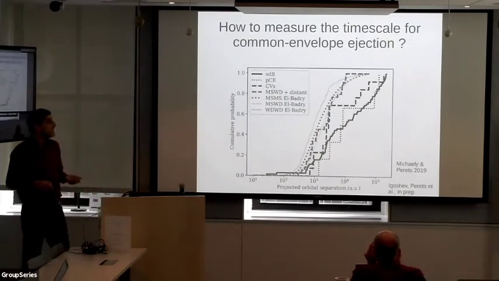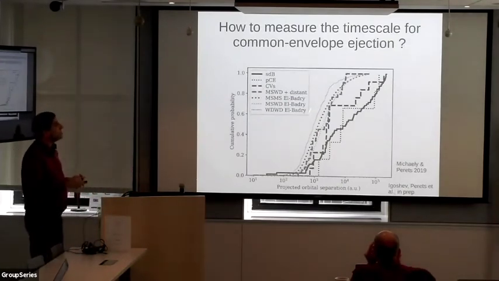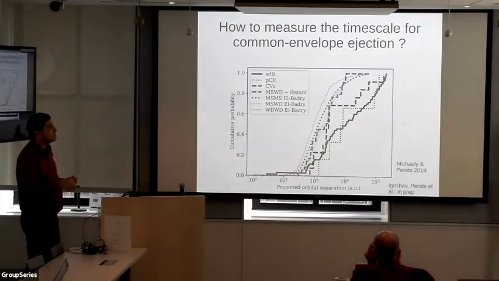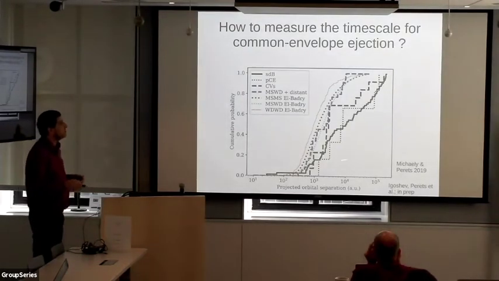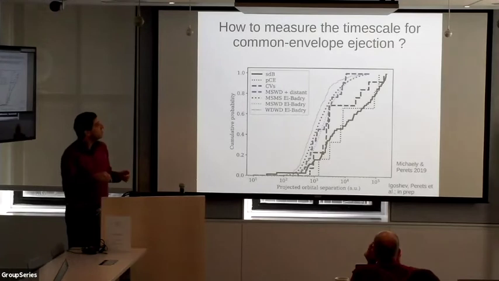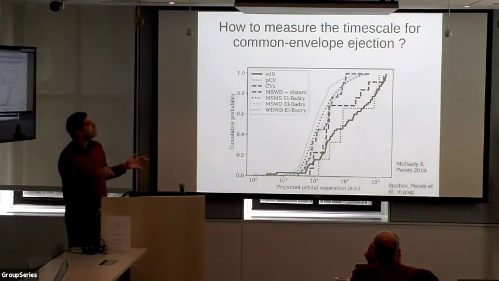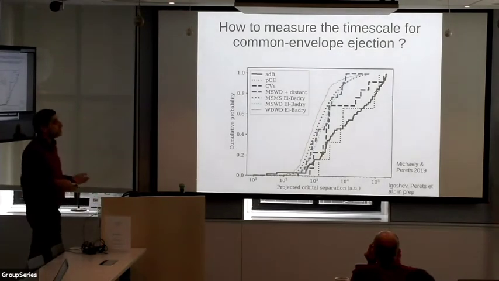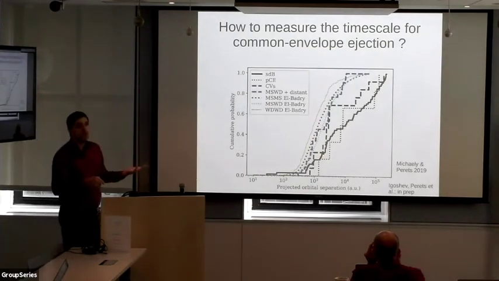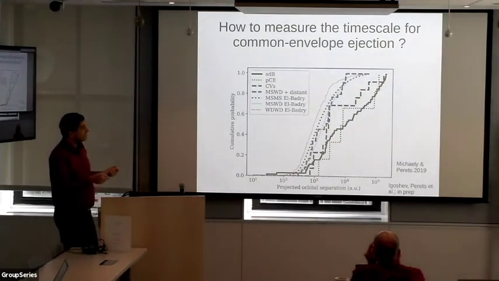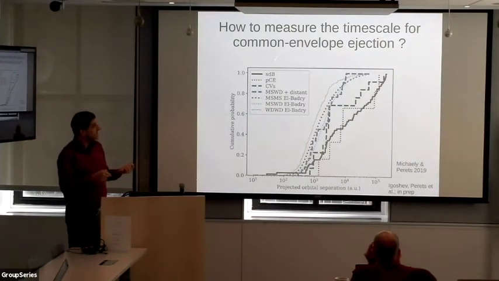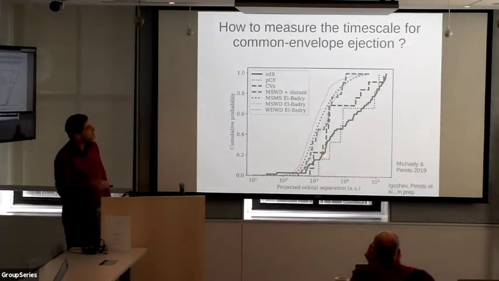In principle, we can. We can take very wide main sequence binaries. What we see here is the separation, which we can get using Gaia. And you can see the distribution of semi-major axes of wide main sequence binaries. And then we can check what happens for various types of post-common envelope binaries, or systems that experienced a common envelope, like sdB stars, post-common envelope binaries, CVs. And first of all, you can immediately see that each of them is very different. This is just a cumulative distribution.